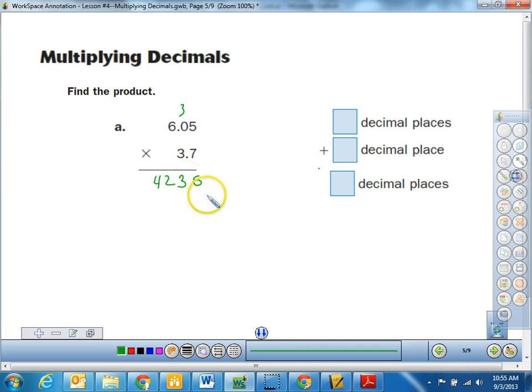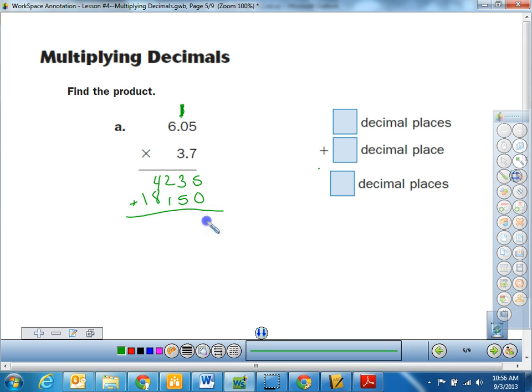I'm moving over to the 3. That's really 30, so I need to put my 0 to show it's a multiple of 10, and I can go ahead and get started. 3 times 5 is 15. The 5 goes down, the 1 goes up. 3 times 0 is 0, plus 1 is 1, and 3 times 6 is 18. That's it. I've used all my numbers, so I'm just going to add these up just like I would normally.